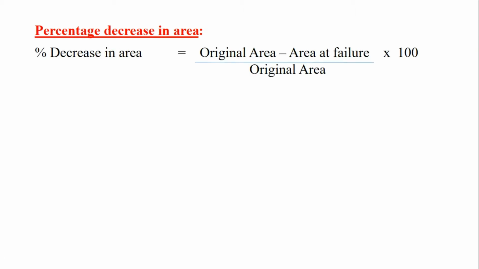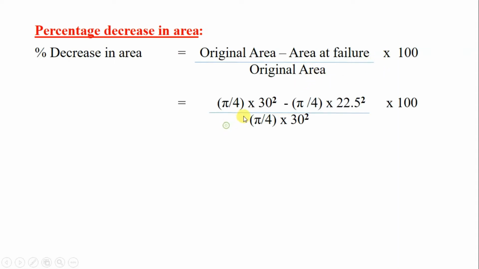Coming to the last portion of the problem, to find the percentage decrease in area of the rod. So this formula goes like this. The percentage decrease is equal to the original area minus area at failure. Original area is with diameter 30 mm and area at failure, the dia is getting reduced, no, 22.5, that we have to take. So pi by 4 into 30 square minus pi by 4 into 22.5 square will be your numerator, and the whole divided by the original area into 100 gives you the percentage decrease.